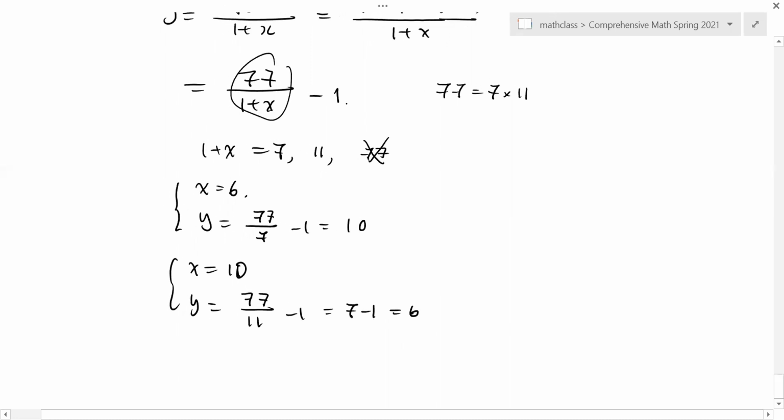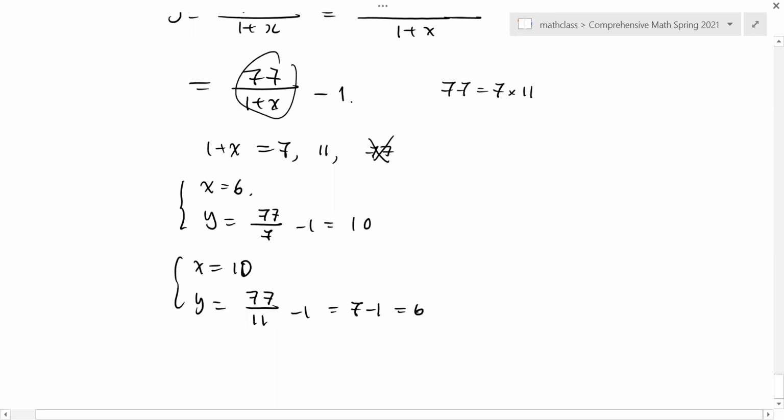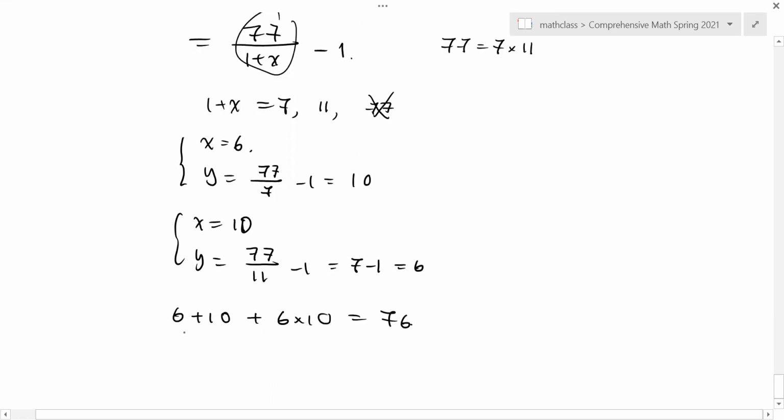Because x and y are in equal positions, there's only one solution here, surprise. Essentially it's only one set of solutions. So you have 6 plus 10 plus 6 times 10, which is 76. Okay, so the answer is going to be x plus y, which is 16. Good.